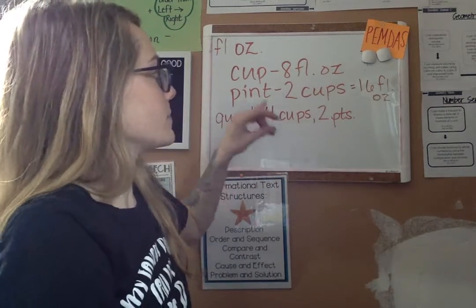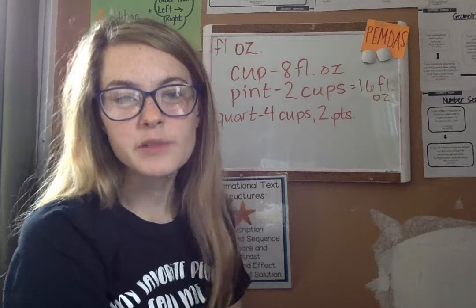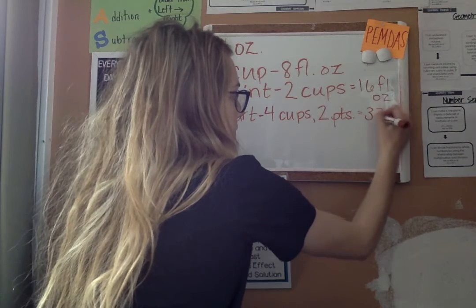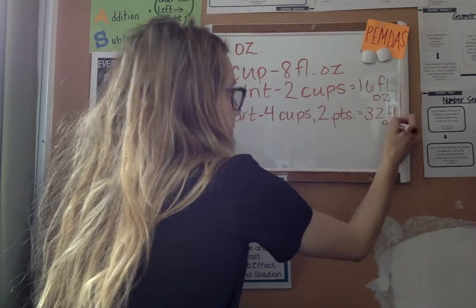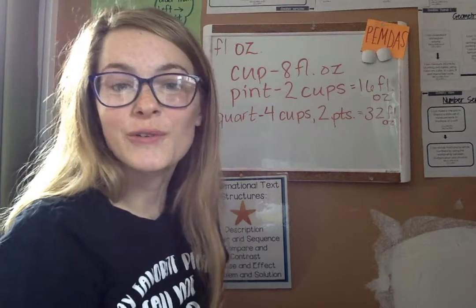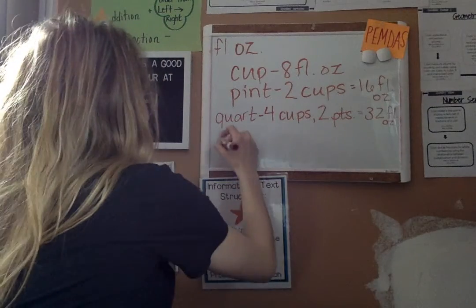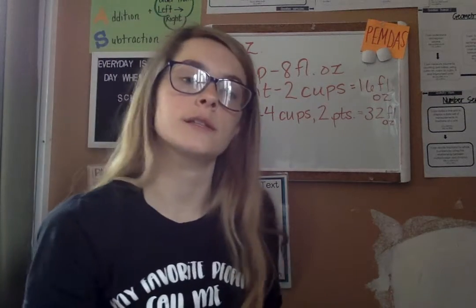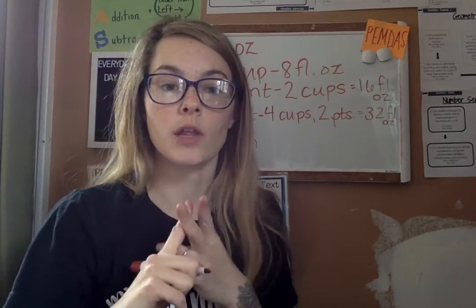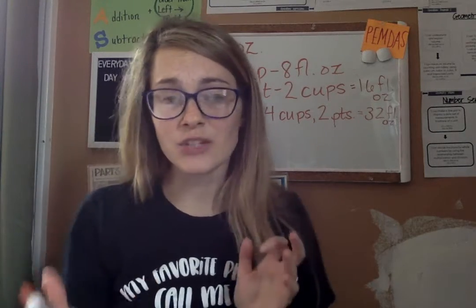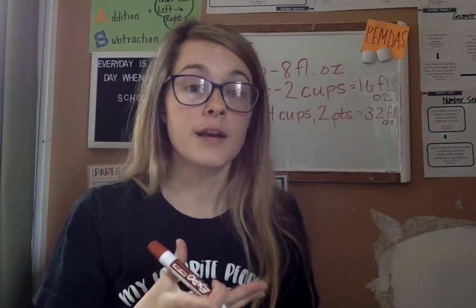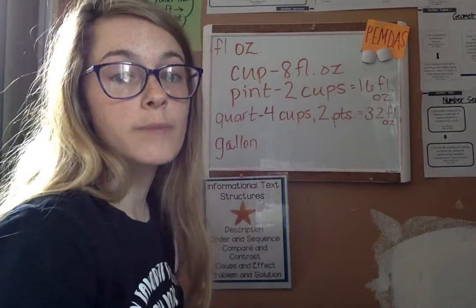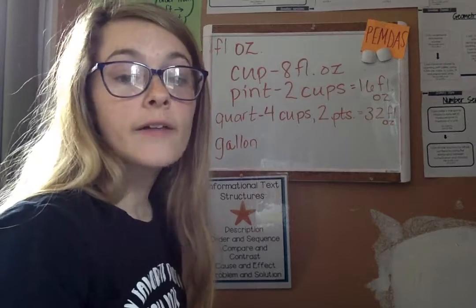How many fluid ounces would that be? If it's got 4 cups and there's 8 ounces in a cup, what's 8 times 4? Give you a second to figure that out while I write the answer. 32 fluid ounces in a quart. And the very last one is a gallon. So you may see gallon very frequently because it talks about gallon of milk, gallon of water sometimes. You may see them at the store. You may see it in a recipe or a game that you're doing. But the gallon is the largest customary unit of liquid measure for capacity. The gallon is 4 quarts.